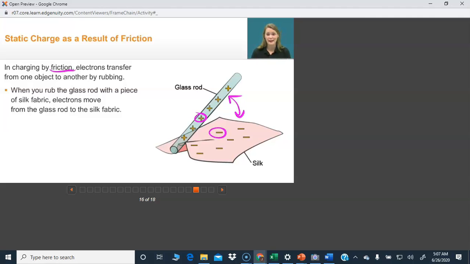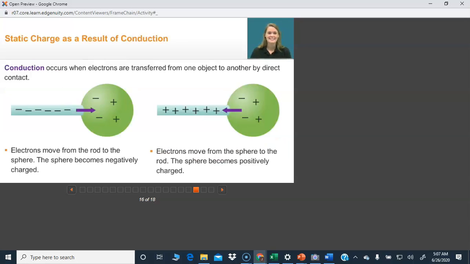The cat covered in packing peanuts was a victim of friction. The cat's hair rubbing against the peanuts caused electrons to be transferred and made the packing peanuts sticky. The second way in which electron charges are transferred is by conduction. Conduction occurs when electrons are transferred from one object to another by direct contact. In the first example, a negatively charged rod is brought into contact with a neutral sphere. Electrons move from the rod to the sphere, and the sphere becomes negatively charged.